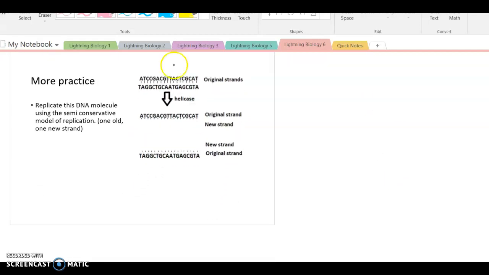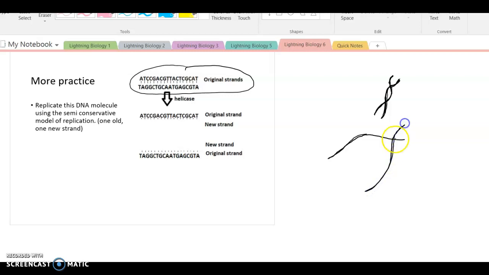And so here I have a strand of DNA. This is the original strand of DNA. It's a double helix. And so right here, I have to unzip using that enzyme helicase. As this strand becomes unzipped, you can maybe imagine that we're unzipping it. Right here would be our replication fork.